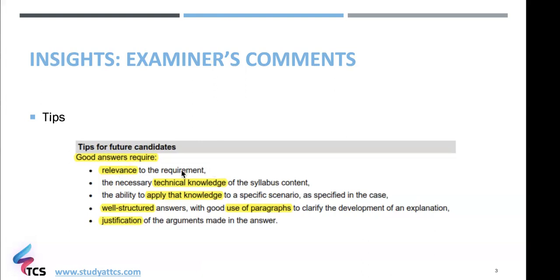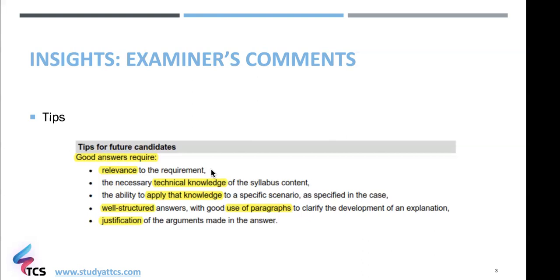Okay, so relevance to the requirement is of utmost importance. If you provide an answer which has no relevance or no connection to the requirement, then you would not get marks. That's exactly why I asked you to reiterate the requirement in your own words, shorten it, and reiterate the requirement in your own words.